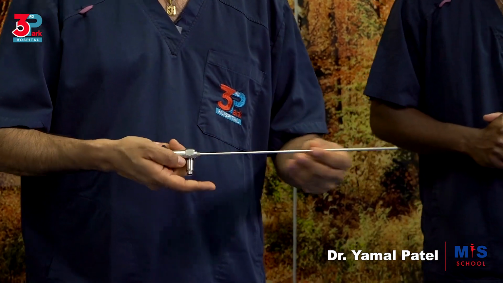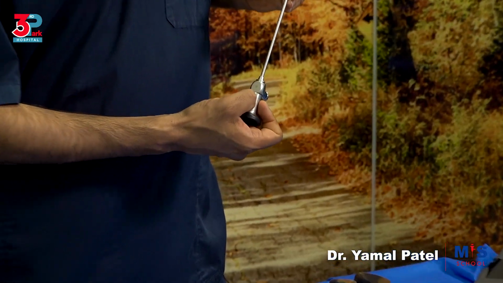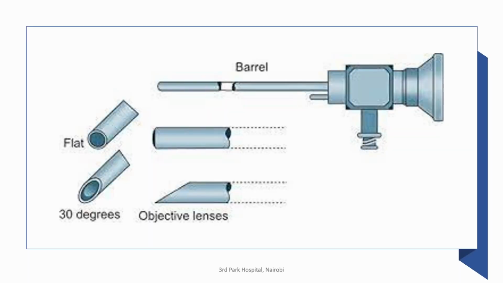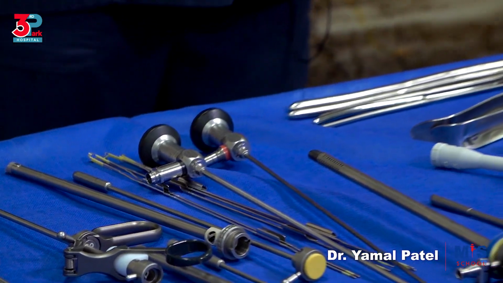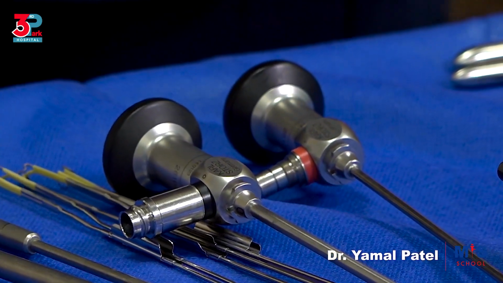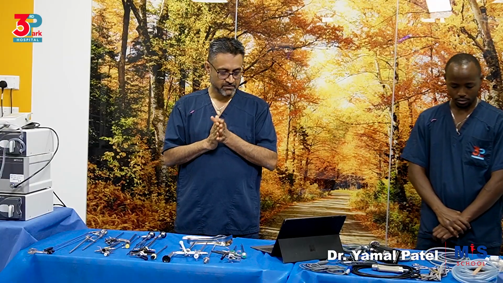Then it's also described based on the angle. So this, it's all written here. This is a 12-degree scope. So this is a 12-degree hysteroscope. And this is a 30-degree hysteroscope. So we'll be explaining what that means. So a 12-degree, a 30-degree, a 0-degree are available. You also have a 45-degree and a 70-degree available.